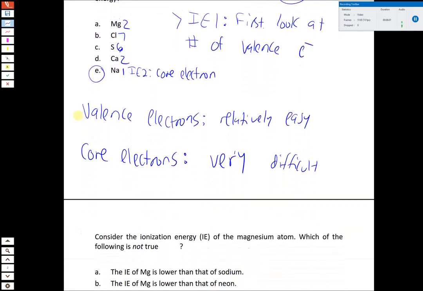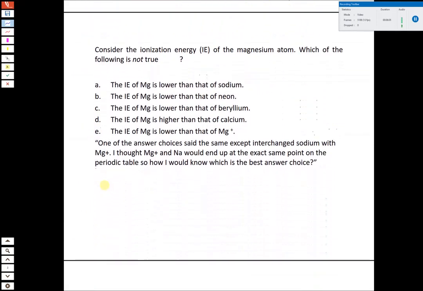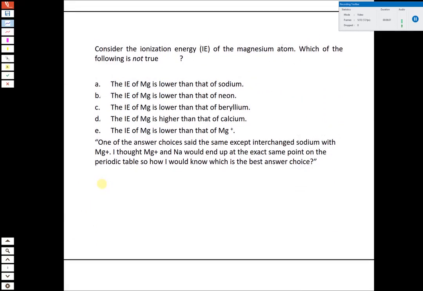All right. So this next question also deals with ionization energies here for magnesium, Mg, and the question from the student specifically referred to how do we again deal with cations in this situation. So this answer choice E here involves comparing ionization energies of magnesium to a cation Mg+. How does that factor into these comparisons? So let's talk about all these answer choices as well.